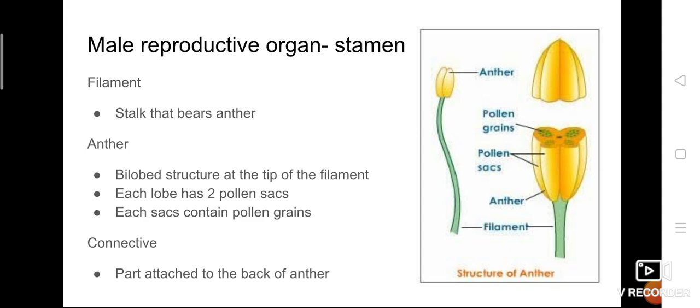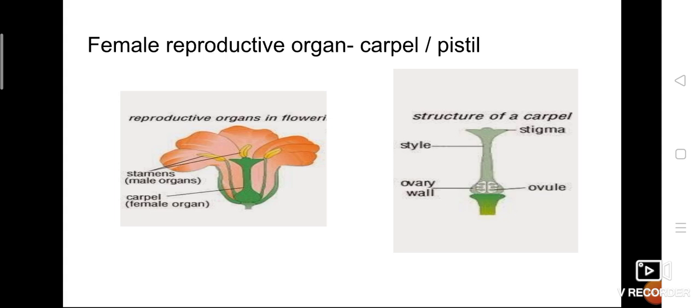Okay, so stamen is a male reproductive organ, and it contains 3 parts. What are the 3 parts? Filament, anther, connective. Filament is just to hold the anther. Anther is a bilobed structure. Each lobe has 2 pollen sacs. So totally 4 sacs. Sacs are responsible for the production of male gamete called pollen grains. So I hope somewhat. And what do you mean by connective? The lobes are joined together with the help of this connective. That's it.